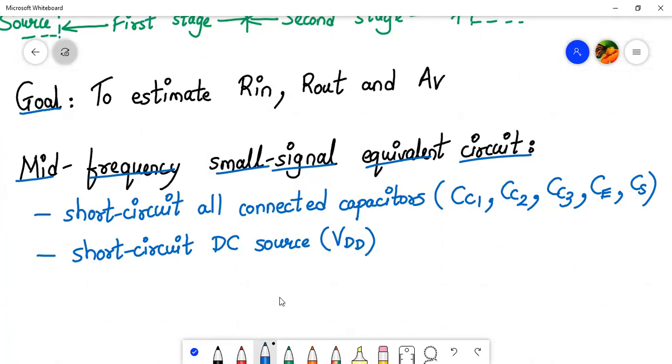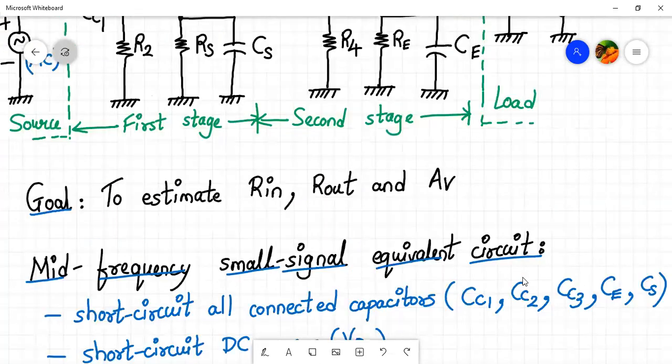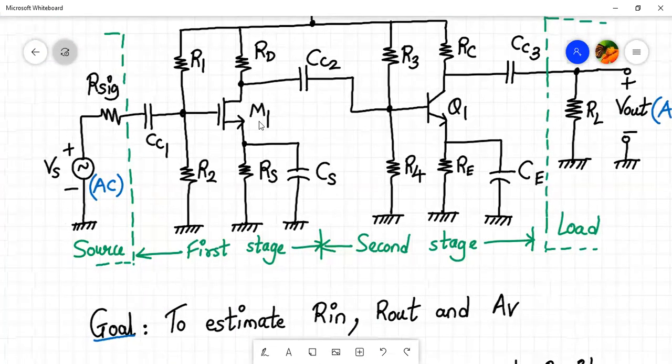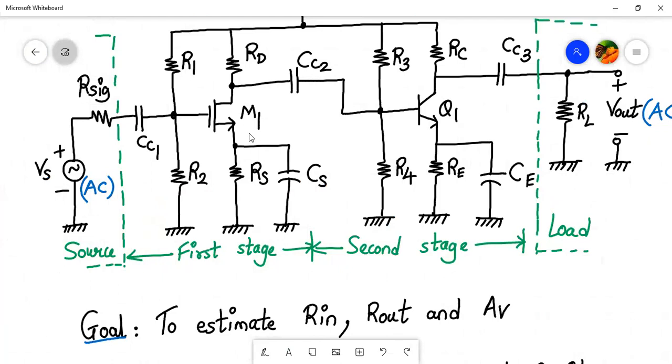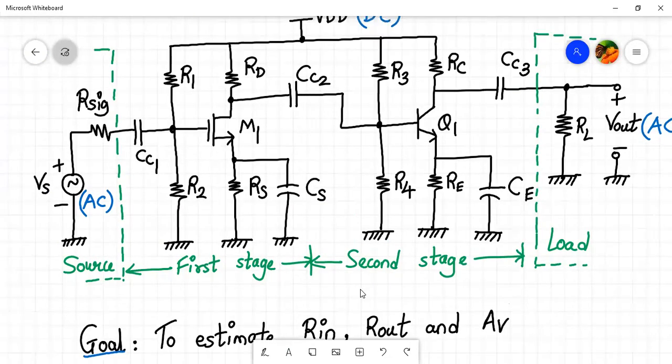And also we have to replace, now this I'm not writing, I'm just saying we have to replace M1 with a small signal model. It's a MOSFET, we replace it by a small signal model. And Q1, which is a BJT, we will also replace by a small signal hybrid pi model, right? So let us begin our analysis.